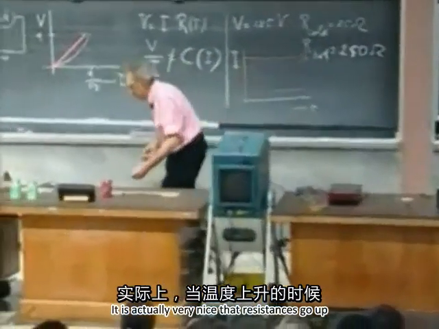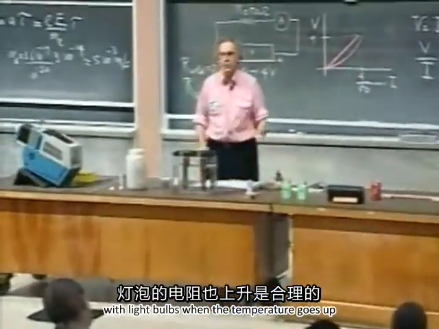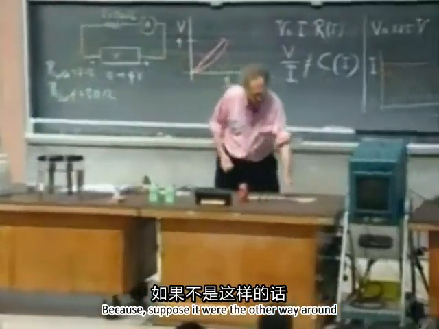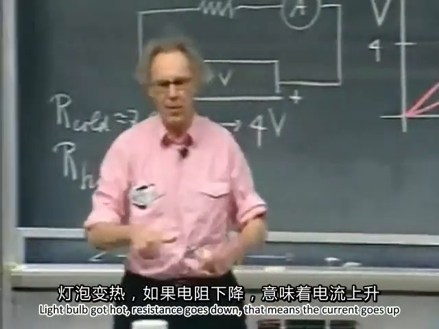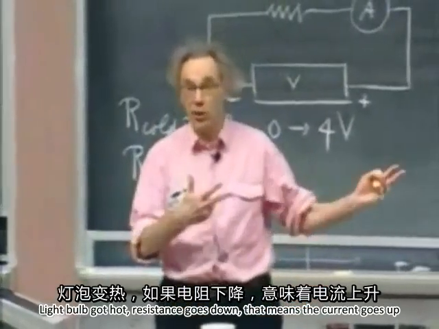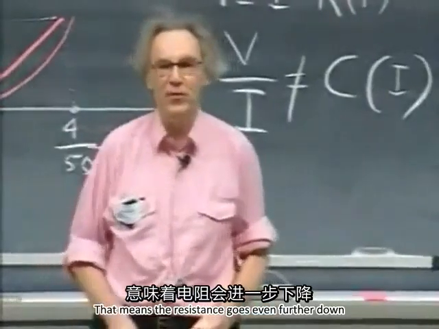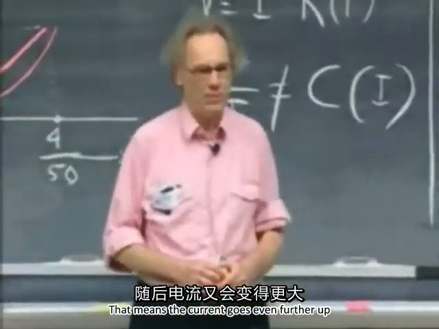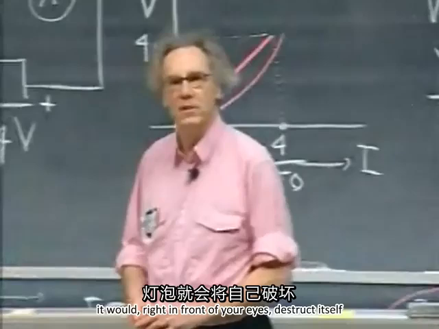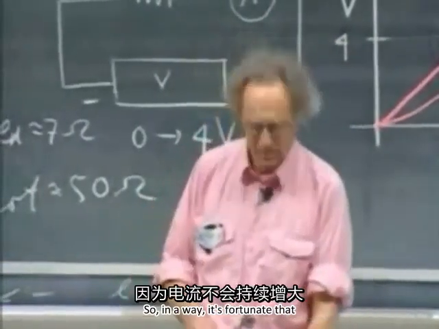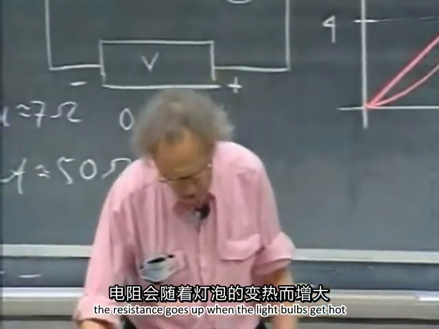It is actually very nice that resistances go up with light bulbs when the temperature goes up. Because suppose it were the other way around. Suppose you turn on a light bulb and the resistance would go down. Light bulb gets hot, resistance goes down. That means the current goes up. Instead of down, the current goes up. That means it gets hotter. That means the resistance goes even further down. That means the current goes even further up. And so what it would mean is that every time you turn on a light bulb, it would, right in front of your eyes, destruct itself. That's not happening. It's the other way around. So in a way, it's fortunate that the resistance goes up when the light bulbs get hot.